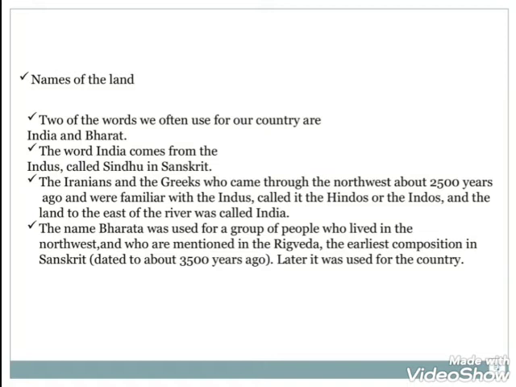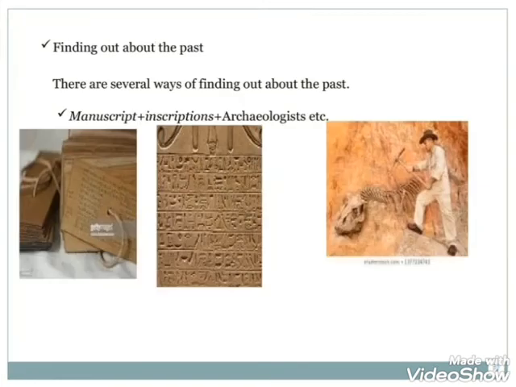The name Bharat was used for a group of people who lived in the northwest and who are mentioned in the Rig Veda, the earliest composition in Sanskrit, dated to about 3,500 years ago. Later it was used for the country.